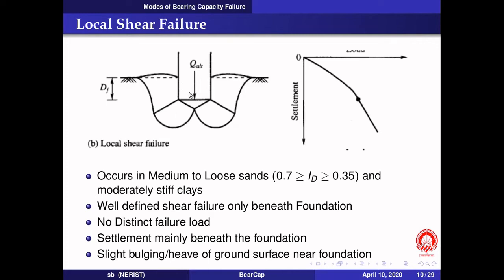And mainly the settlement will take place beneath the foundation, and there will be less amount of bulging, as I have already told. And we do not see a very well-defined peak failure load like that was seen in the general shear failure case. So that is what is called local shear failure.